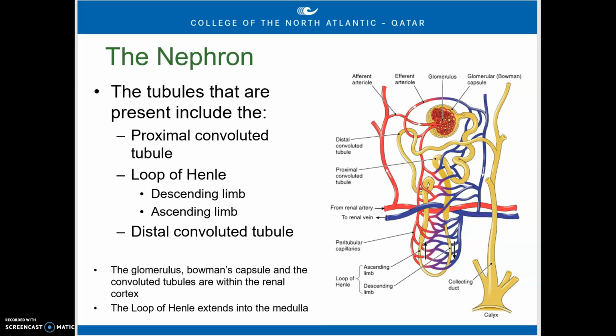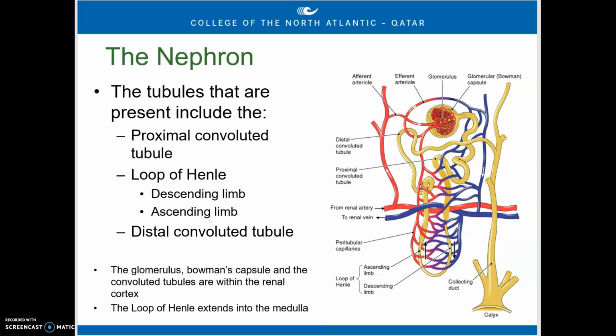So here's a look at our nephron over here. Okay, let's start off with the Bowman's capsule. Let me get a better color. Bowman's capsule, and then inside of this is going to be this red knot of blood vessels. That's going to be our glomerulus.